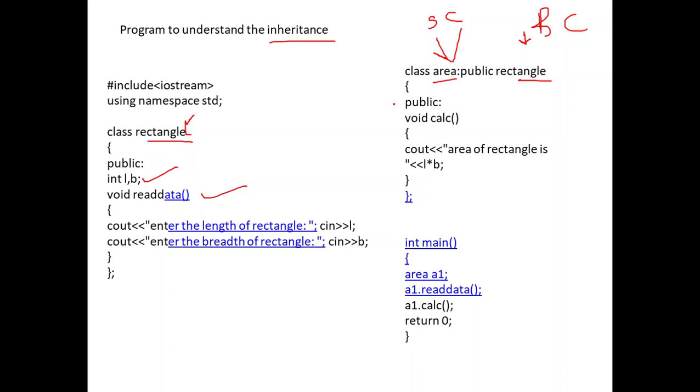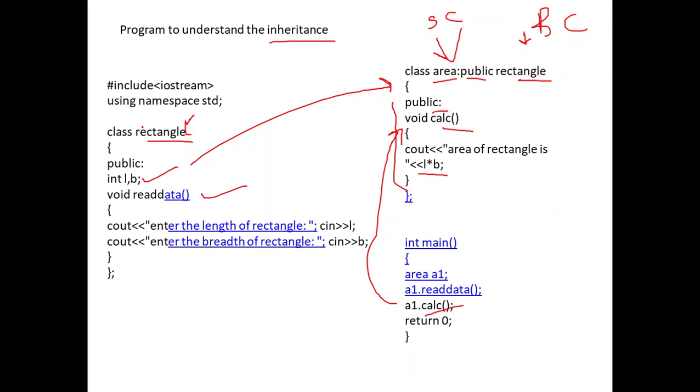Here also there will be a body, public, and the member function is void calc. Here we have declared it as public, that means the members are transferred to the derived class as public members. That means the length, breadth, everything will be public. So when we call a1.calc, the control will be here, and here we have to find the length and breadth, and this L and B are inherited from the base class itself. So this is the program to understand inheritance.